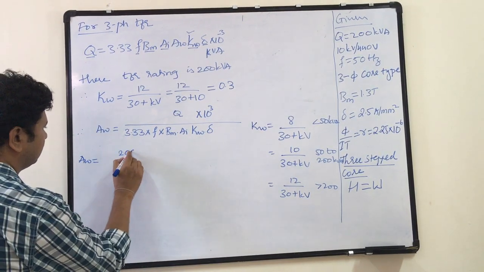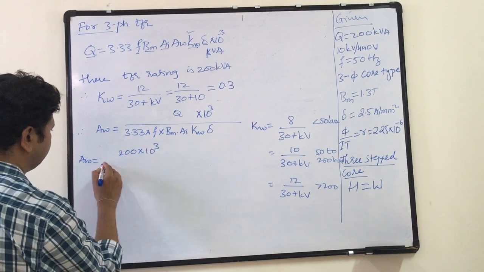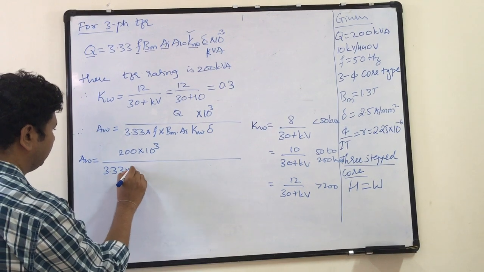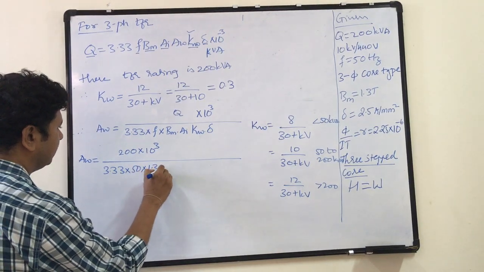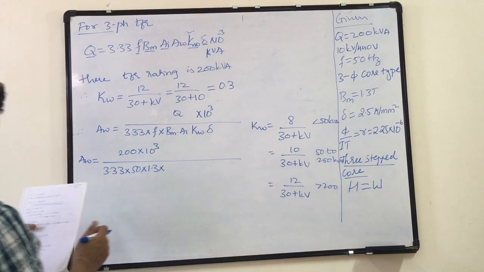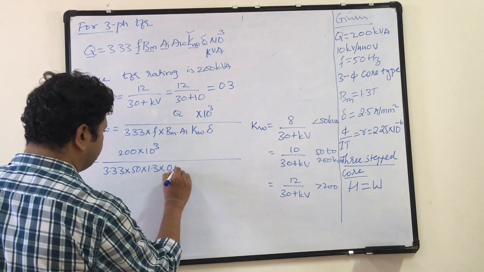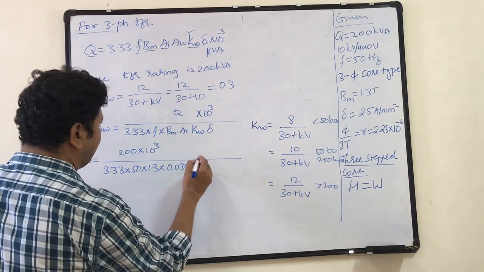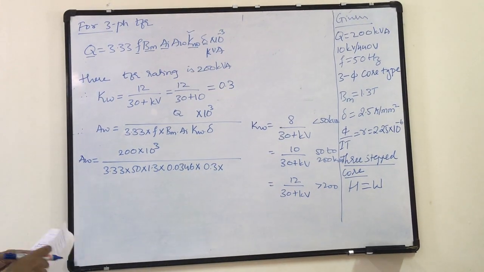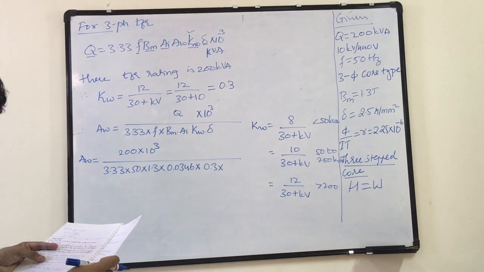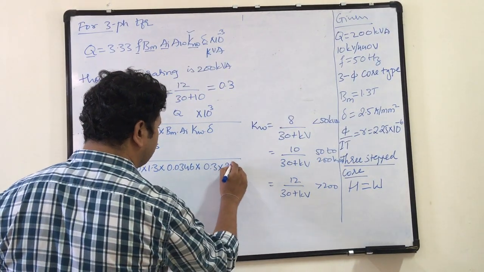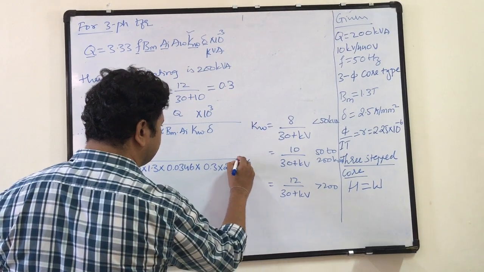So 200 into 10 to the power 3 divided by 3.33 into 50 into 1.3 into AI. AI what we got is 0.0346, into kW is 0.3, into delta. Delta is 2.5 into 10 to the power 6.